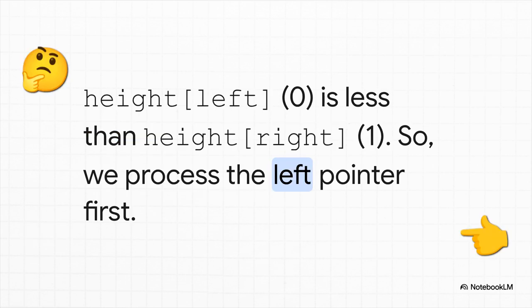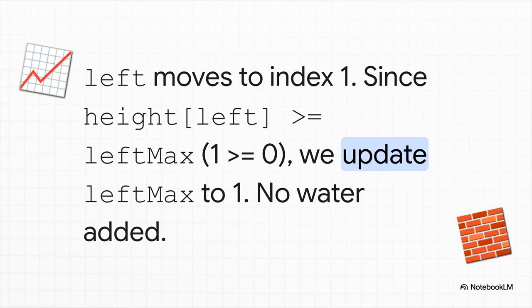So, first things first, we compare the height where our pointers are. On the left, at index 0, the height is 0. On the right, at index 11, the height is 1. Since the left side is shorter, that's where our attention goes. We're going to process from the left. So, we move our left pointer one step to the right, to index 1. The height here is 1. Now, since this is taller than our current left max of 0, this becomes our new tallest wall on the left. So we just update left max to 1. You can't trap water on top of a wall, so our water total is still 0.